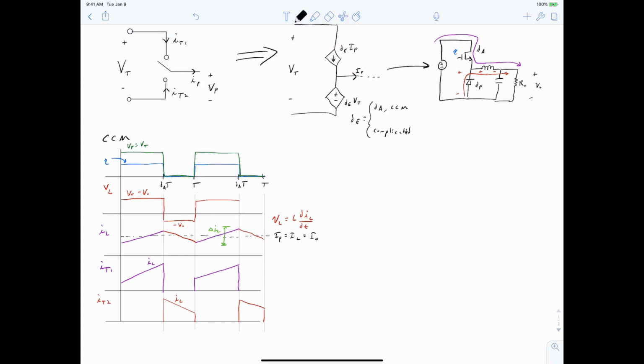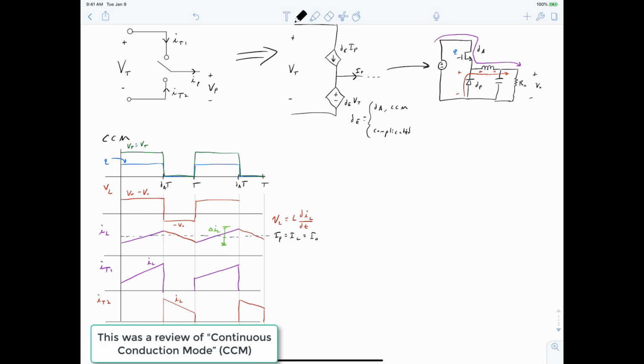In summary, this was a review of the continuous conduction mode. All of the analysis that we have done so far applies to the continuous conduction mode. That is, all of our voltage and current relations and all of our duty ratio calculations have depended on operation in the continuous conduction mode.